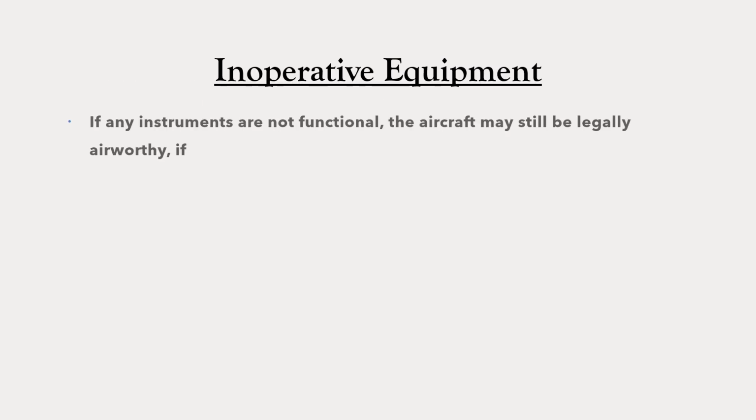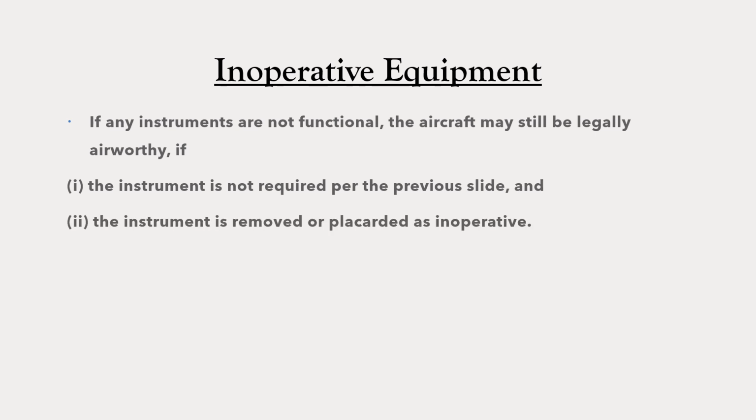So what happens if something isn't functioning? To be legally airworthy, when an instrument isn't functioning, the first step is: is that instrument required per the previous slide? Is it either listed on the minimum equipment list or on the standard list of required equipment? If it's listed there and it's not working, then the aircraft is not airworthy and you're done.